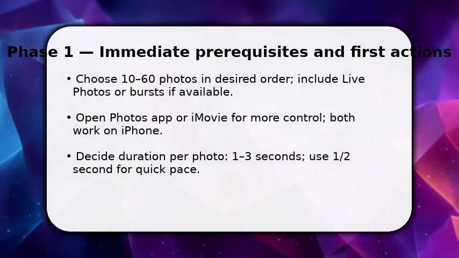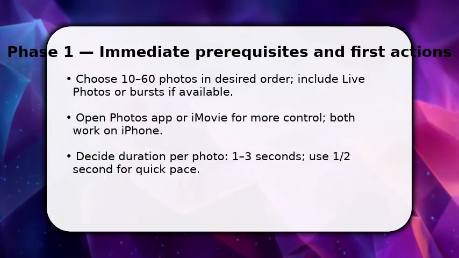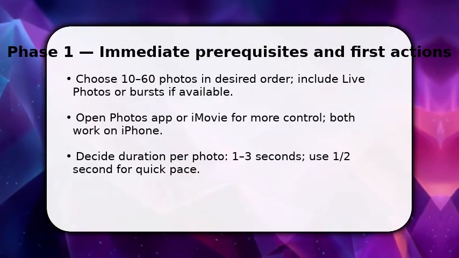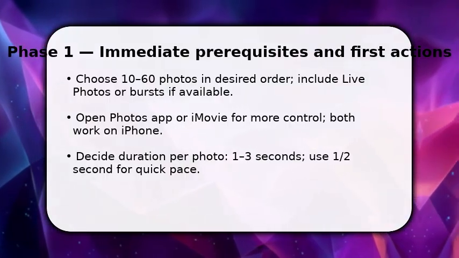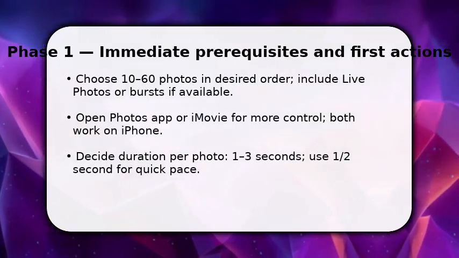You begin by picking the exact photos you want in order. This determines story flow. Open Photos or iMovie right away. Photos is fastest. iMovie offers trims. Tap Select and mark each image, including live photos if you want motion.